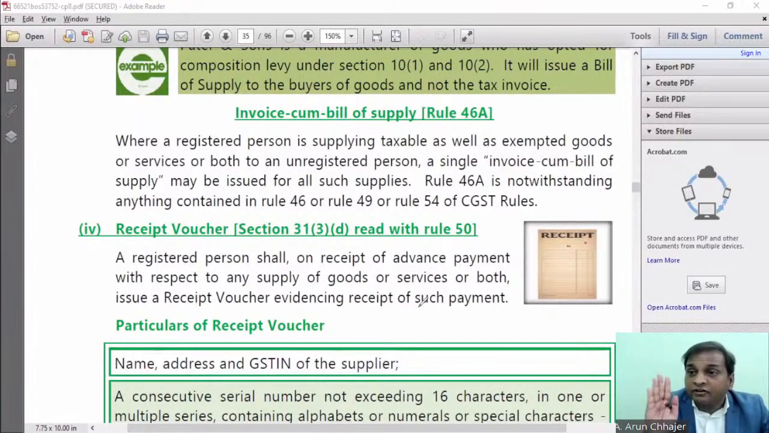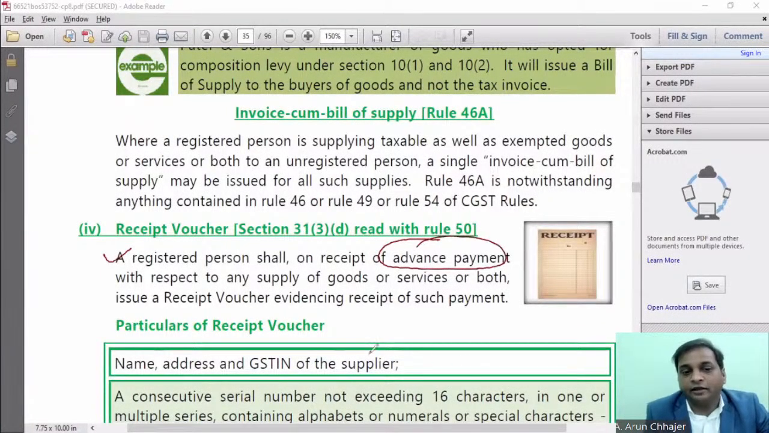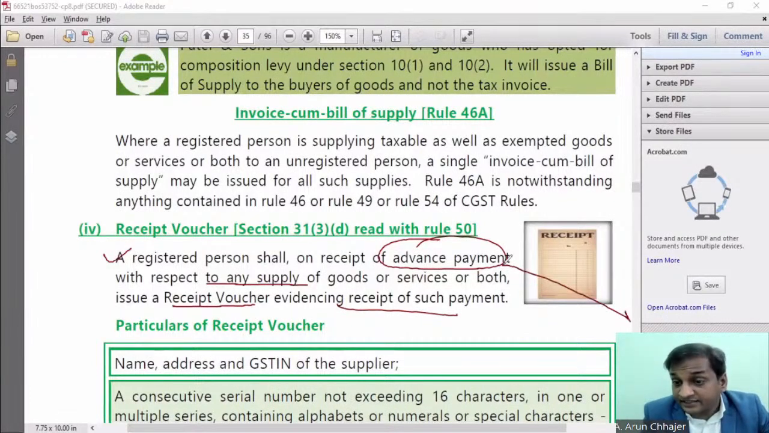See, from 15th November 2017 onward, the time of supply for goods has excluded the advance payment. Now the question is whether we still need to issue the receipt voucher. Let's see the language: a registered person, on receipt of an advance payment with respect to the supply of goods or services, will issue a receipt voucher evidencing the receipt of the payment. And this receipt voucher will be reported in GSTR1 also. All these documents we are talking about right now, all the numbering of these documents, would be captured and reported in GSTR1.